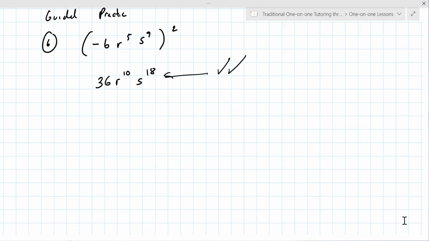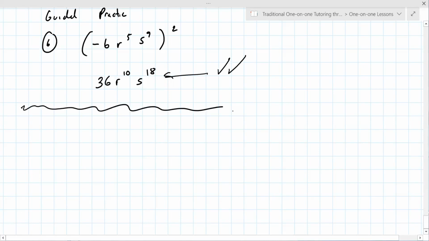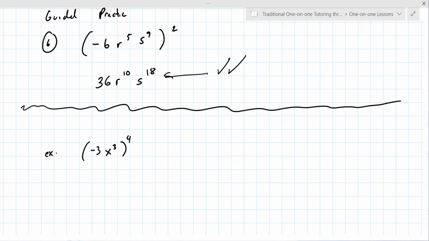So yeah. Okay, well, let's do some more practice, and then maybe we'll introduce a new exponent rule, because you really just need a little more practice here. Yeah. All right, what is -3 x to the 3rd, to the power of 4? Give that a try.